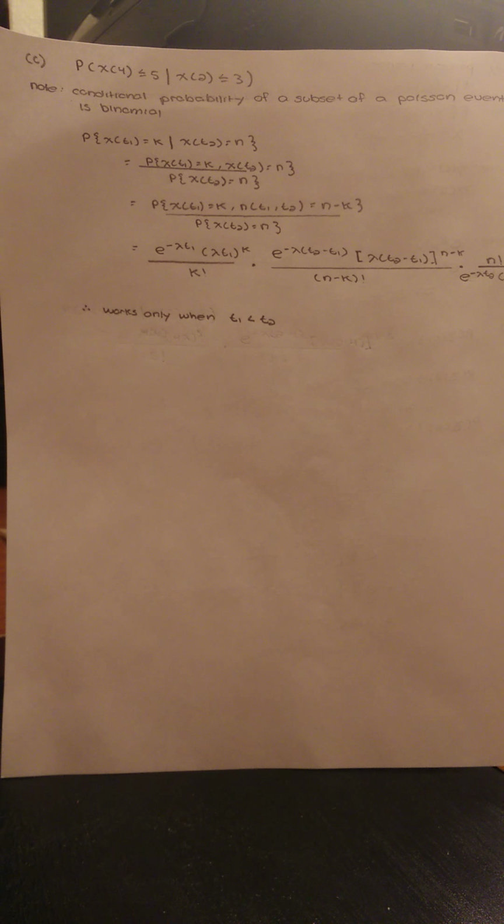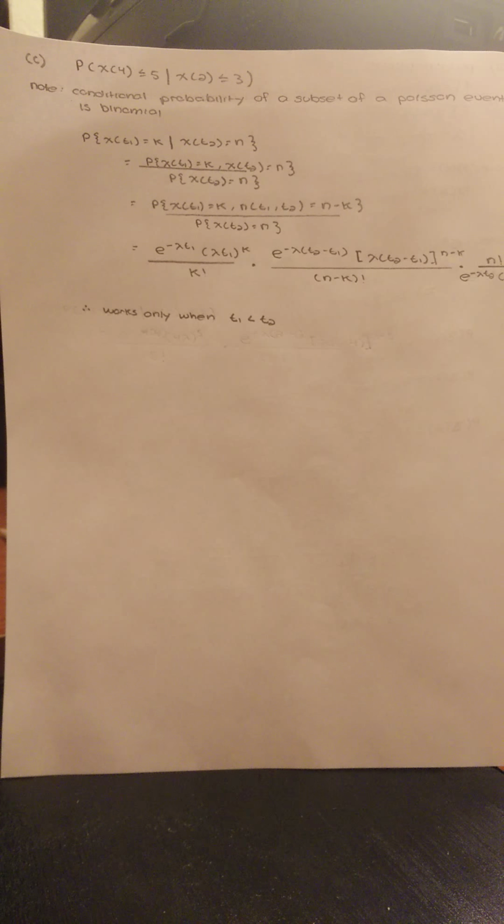The final part of the question asks us to find the conditional probability that X of 4 less than or equal to 5, conditioned with X of 2 less than or equal to 3. So, a quick reference in the book: the conditional probability of a subset of a Poisson event is binomial. However, the example presented in the book works only when T1 is less than T2. In our case, we have the opposite, where T2 is less than T1.